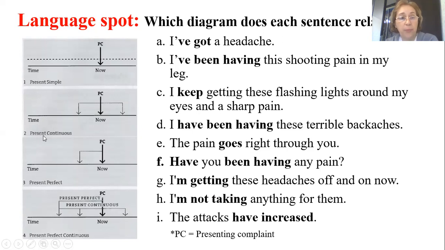The second is for present continuous, something that started in the past and is in progress now, and it will last for some period of time in the future. And this is diagram number 2. Then diagram number 3, present perfect. There's the action which started in the past and has some effect now, we can see. And diagram 4 stands for the present perfect continuous.